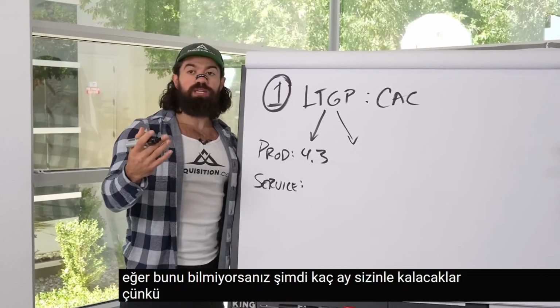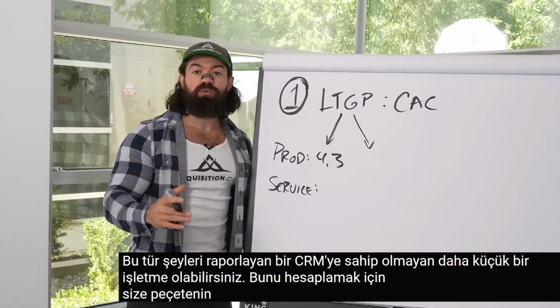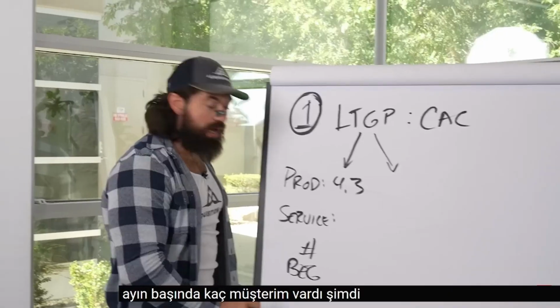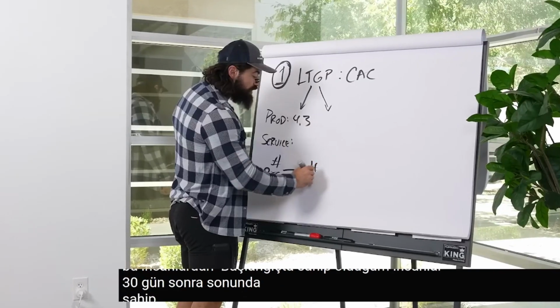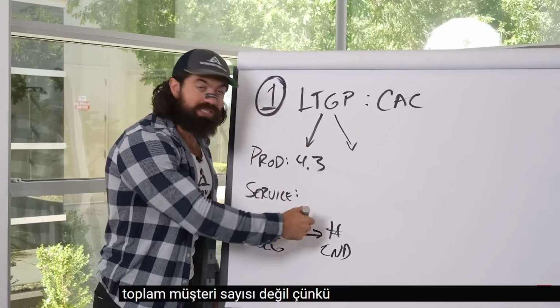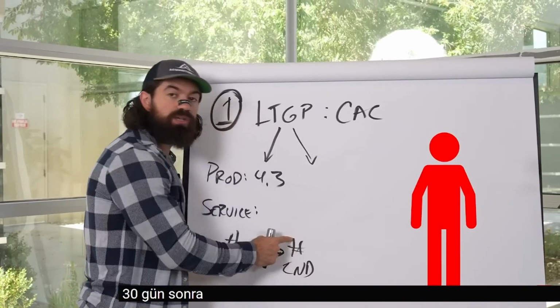Now, if you don't know this, because you might be a smaller business that doesn't have a CRM that reports on this kind of stuff, I'll give you the back of napkin way to actually calculate this. How many customers did I have at the beginning of the month? Now, of these people that I had at the beginning, 30 days later, what's the number of those people that I have at the end? Not the number of customers in total, because you might sell people in between, but I want to know of the people at the beginning of the month, how many of them are still there 30 days later?